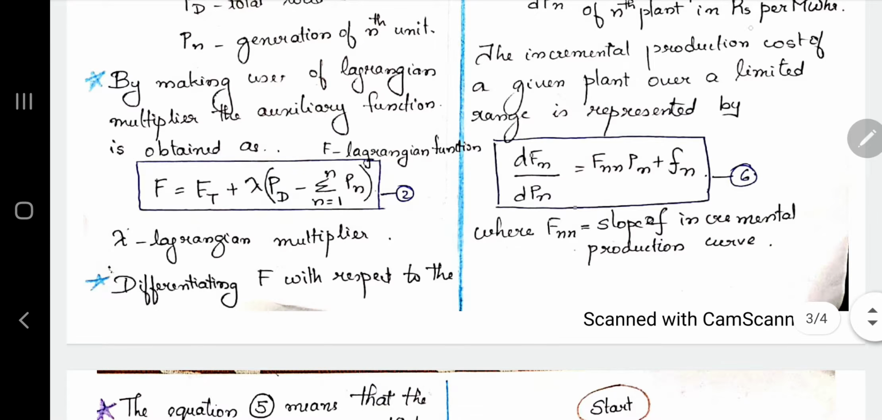You can see in equation number 2, f is equal to Ft plus lambda into PD minus sigma n equal to 1 to N Pn. So this is a mathematical approach to find a solution for the optimization problem, where lambda is the Lagrangian multiplier.